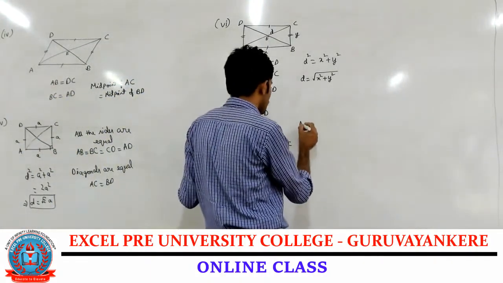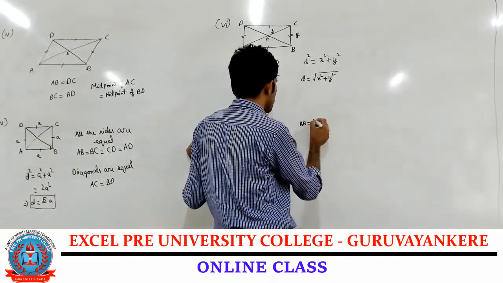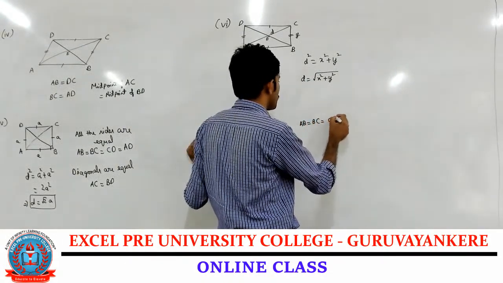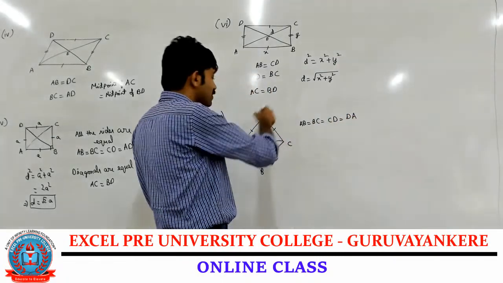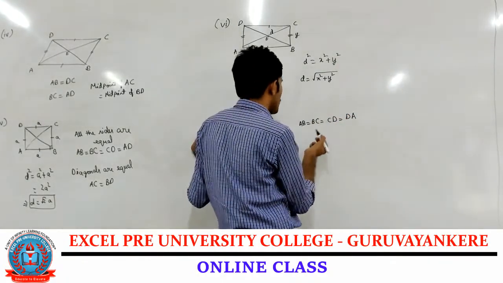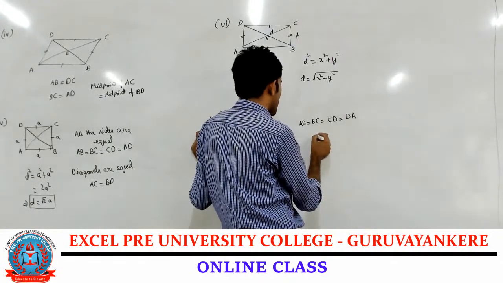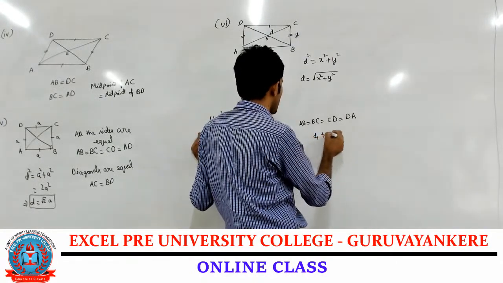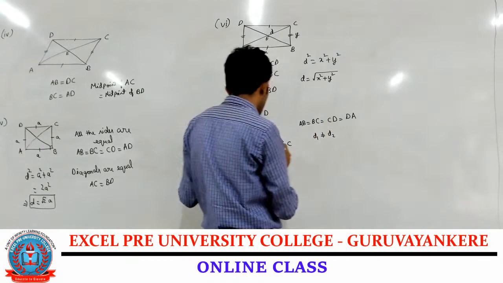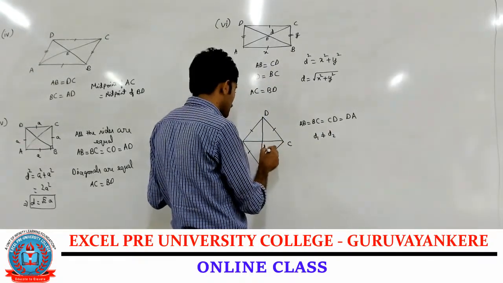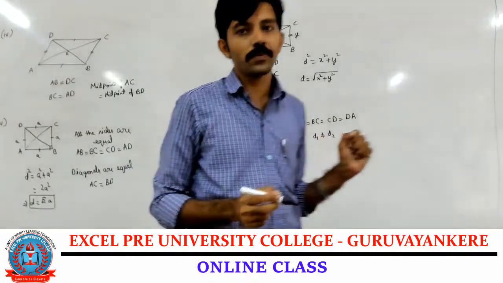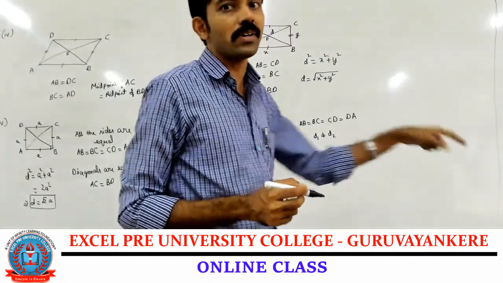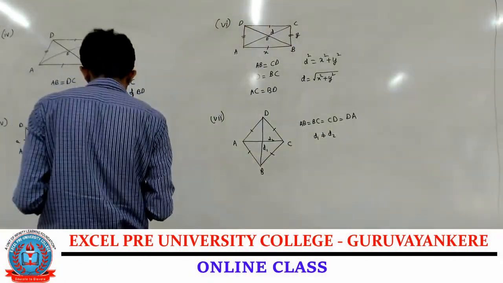It's a rhombus where AB is equal to BC is equal to CD is equal to DA. All the sides are equal. Further, the lengths of the diagonals are not equal. B1 and B2 are the diagonals, and B1 is not equal to B2.